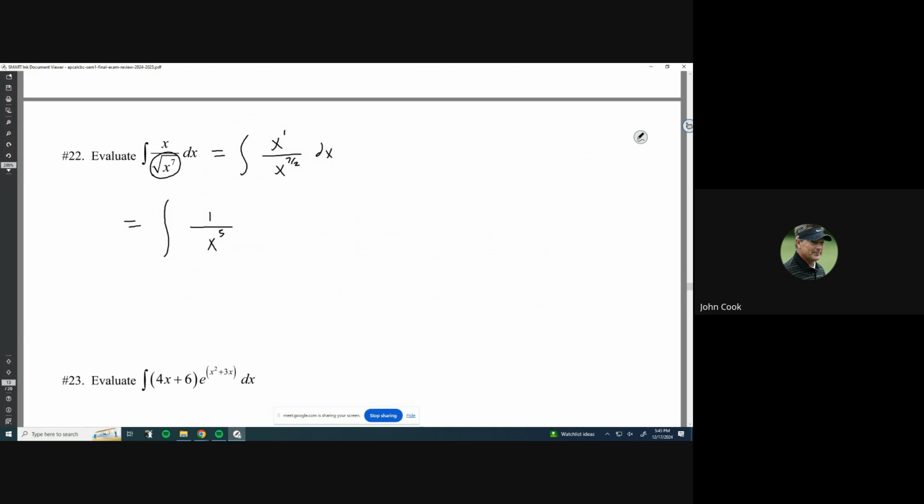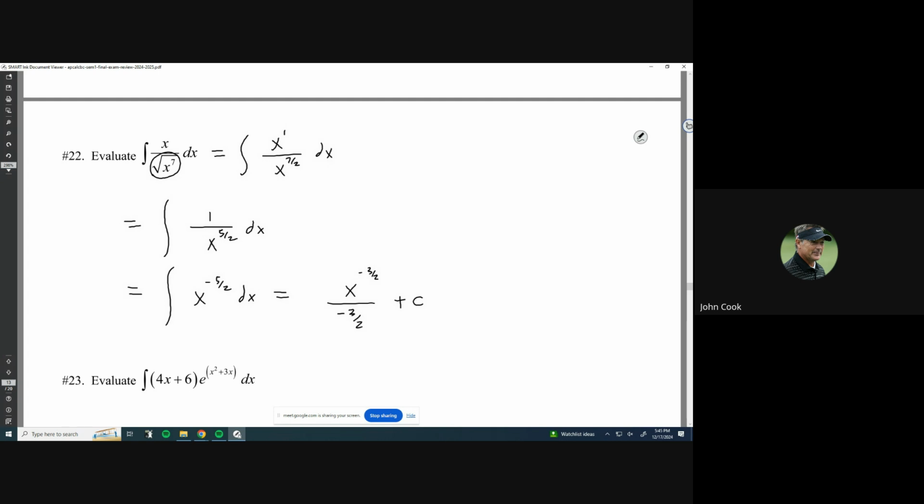to the 5/2 power. And then I also train my kids to not just rewrite it as an exponent, but also if you have an exponent in the denominator, change that to a negative. So then this also becomes the integral of x to the negative 5/2 dx. Now this is just a power rule problem. So we add 1 to the exponent, so that's going to be negative 3/2. And then we divide by that number, negative 3/2, and then plus c at the end.